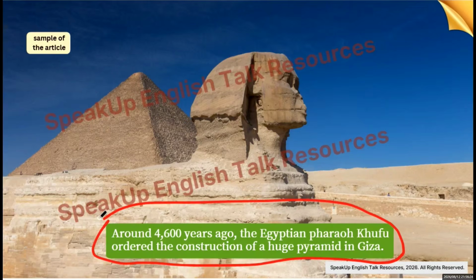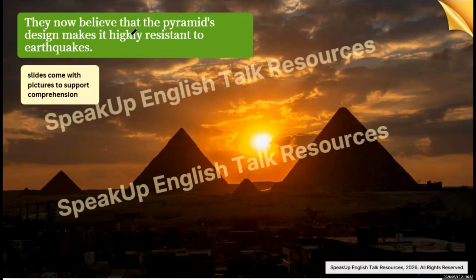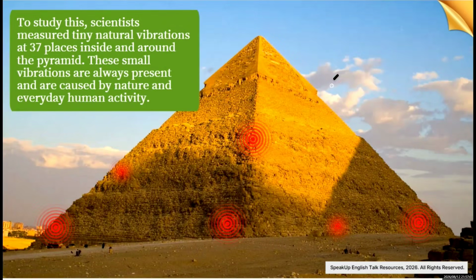And so the article basically says that the pyramids have been around for over 4,000 years, and Giza, Egypt, has had many earthquakes, right? But surprisingly, the pyramids have not suffered any serious damage. So that's why the scientists are trying to understand the reason behind the pyramids being so sturdy. And so they have reason to believe that the way they're built is highly resistant to earthquakes. And then there are some supporting facts, like for example, I have these points of vibration.